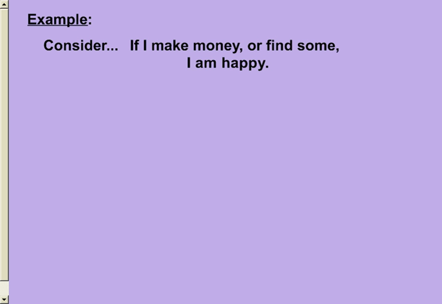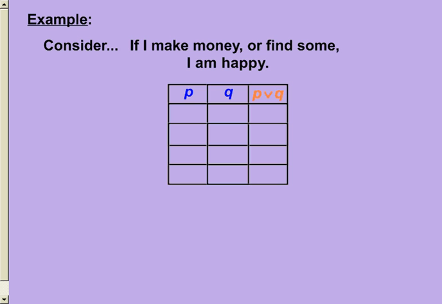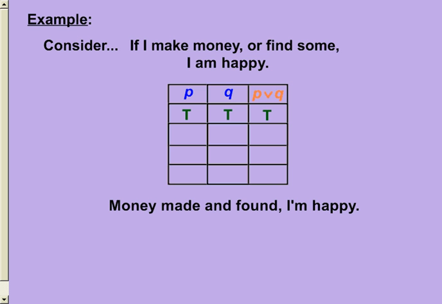Okay, let's look at an example for an or table. If I make money or find some, then I am happy. Okay, so here's the or table. We started off with both P and Q being truthful statements and said the or statement would be true as well. So basically, that is I've made money and I found money, so I am obviously happy as a result of that statement.